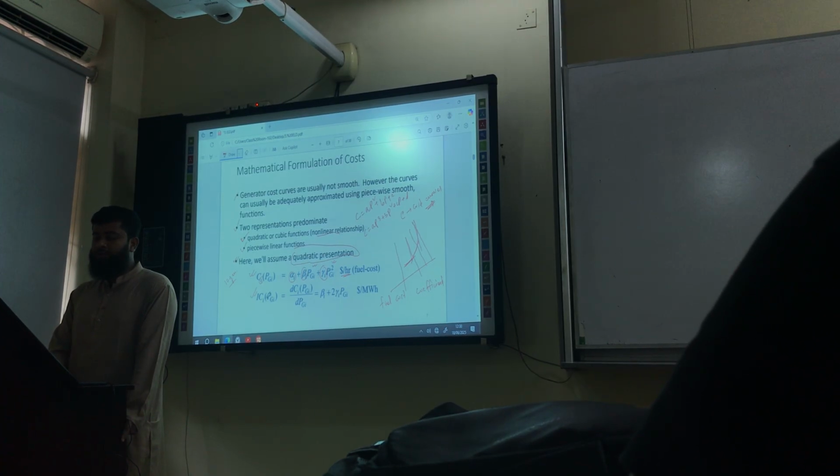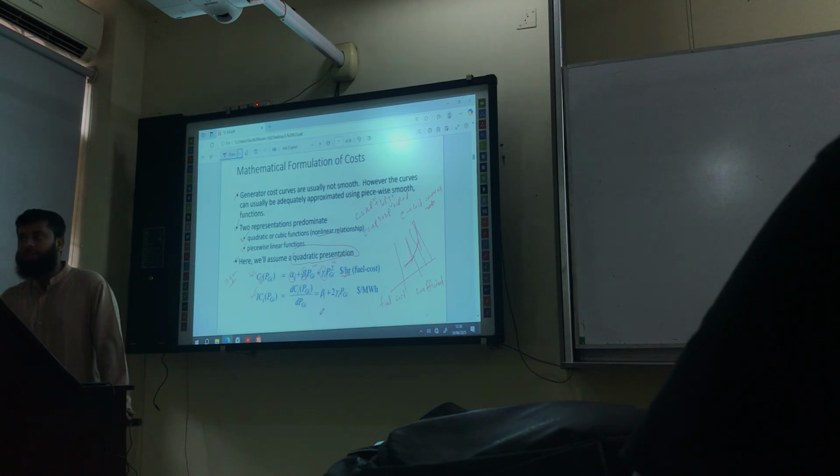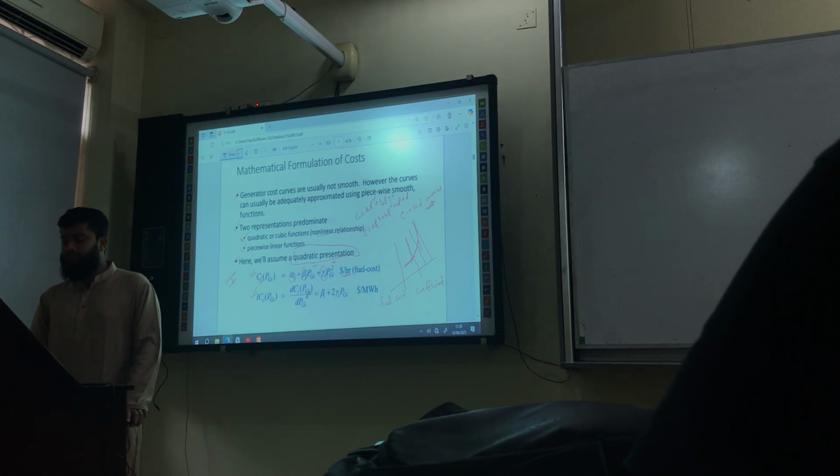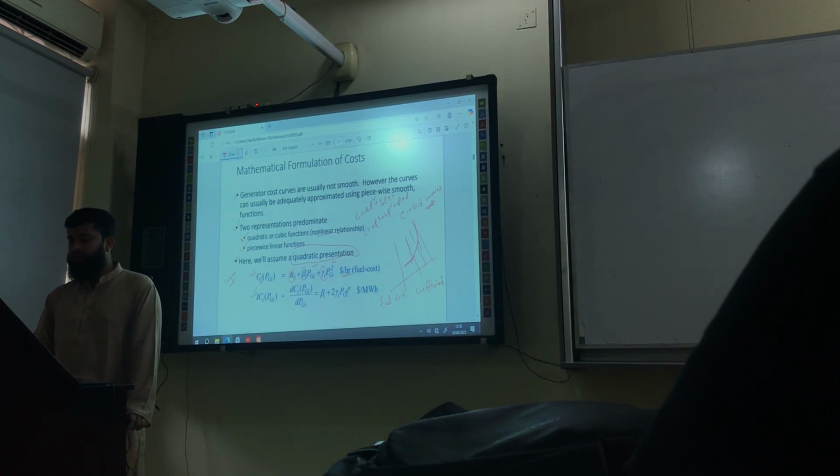You know that the incremental cost is nothing but the differentiation of fuel cost with respect to the generated power, right? That's why this is the differentiation of CI with respect to PGI. If you differentiate it, this term will vanish. Then you will get the beta I, and for the square term you will get 2 multiplied by gamma I PGI. Okay, and obviously the unit will be dollar per megawatt hour.